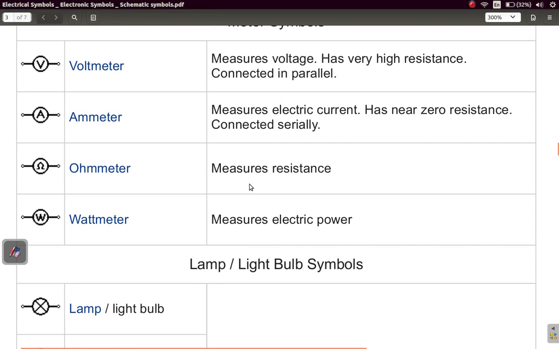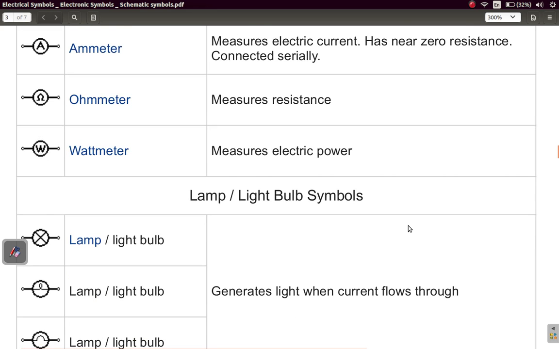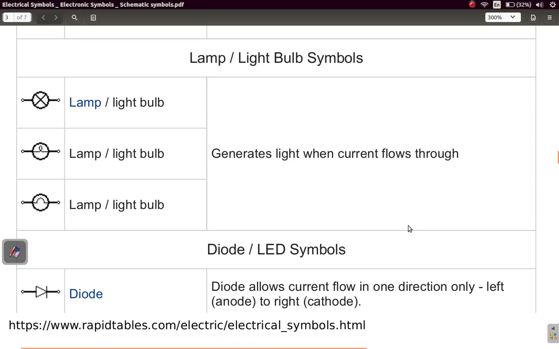We're just looking at the most common ones: voltmeter, ammeter, ohmmeter, wattmeter. So the circle having V for volt, A for amp, the omega symbol, Greek letter, the last letter of the Greek alphabet, for ohm, and W for watt. Now, of course, you have all of that in one meter that you refer to as a multimeter, and then you turn a knob to select which one you want, whether to measure volts, amps, or resistance.